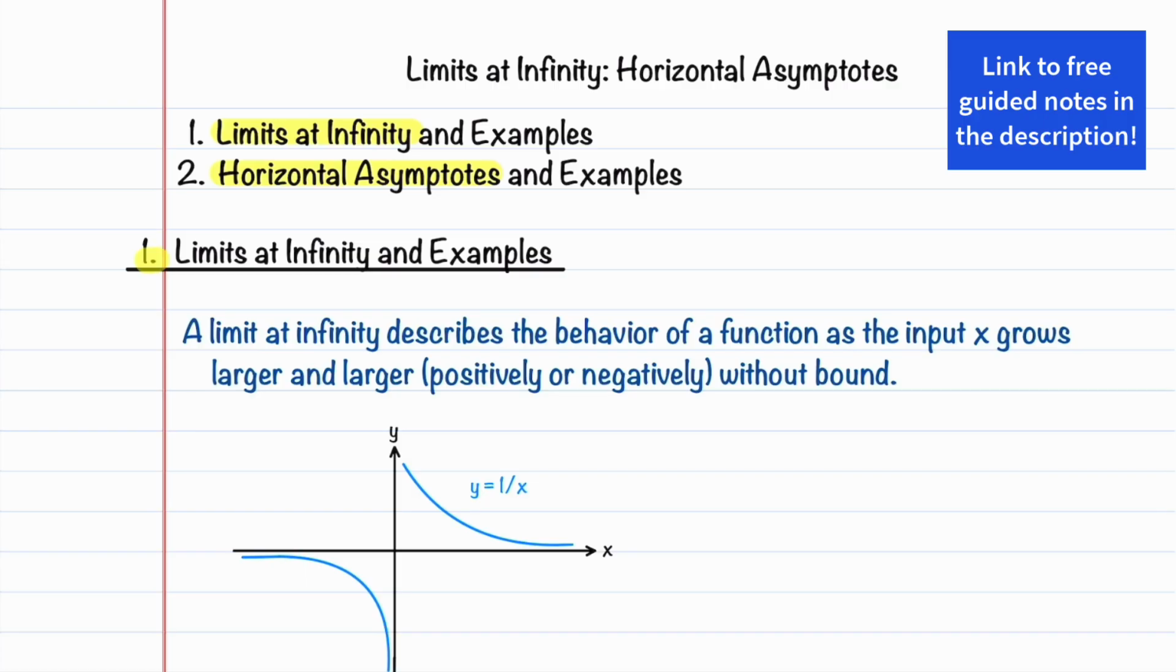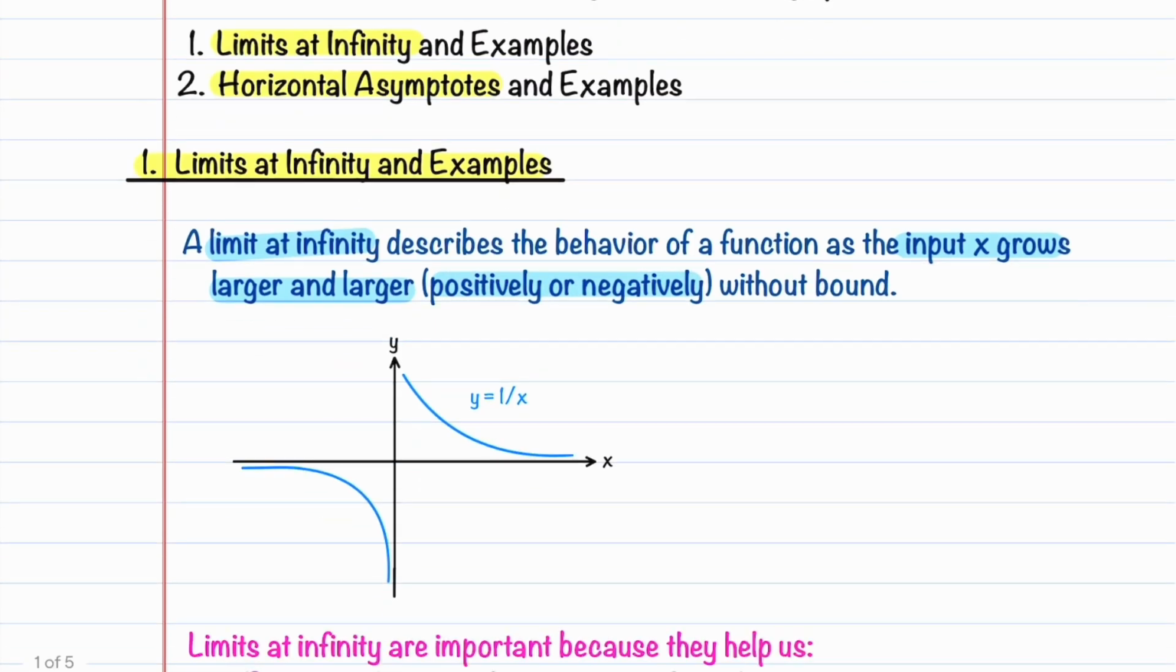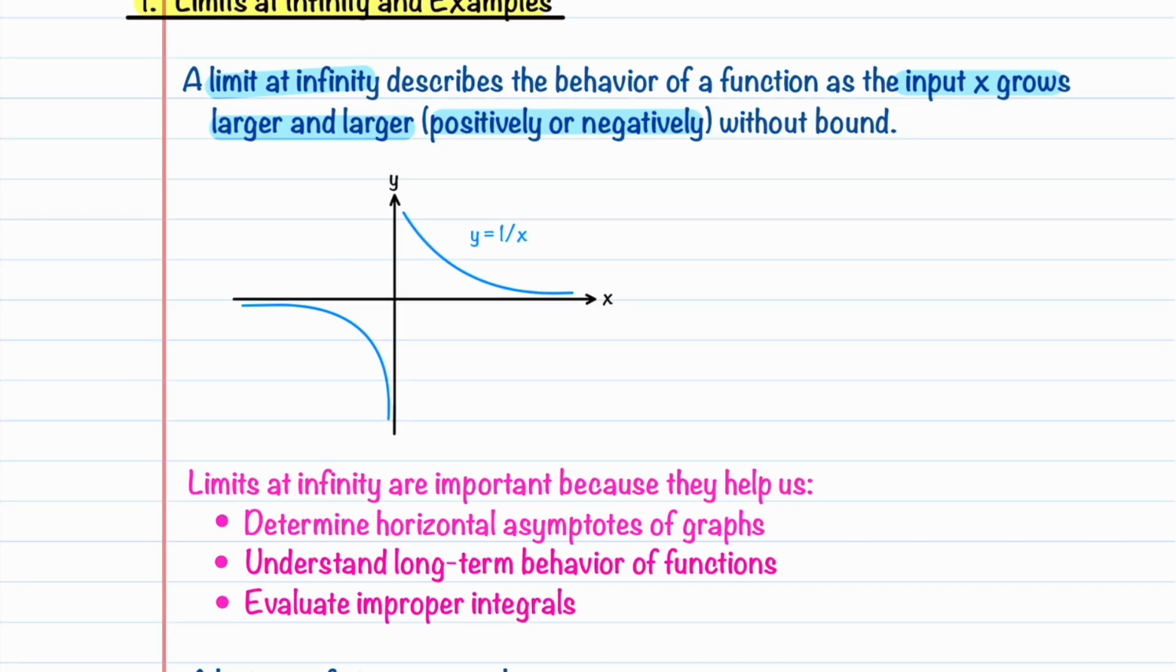Let's start by looking at limits at infinity and walk through some examples. A limit at infinity describes the behavior of a function as the input x grows larger and larger, positively or negatively without bound. For example, with this function y is equal to 1 over x, we'll look at what happens to the function as x goes to positive infinity or minus infinity.